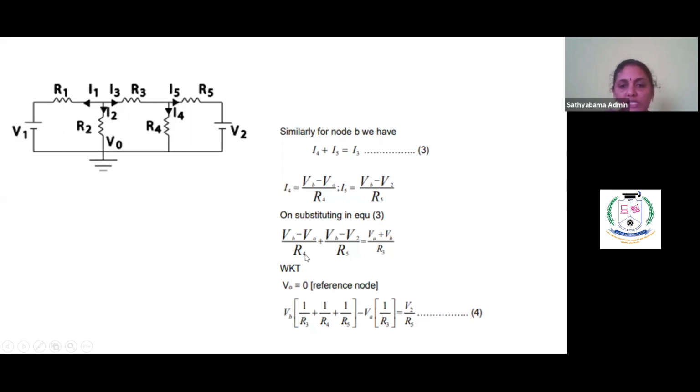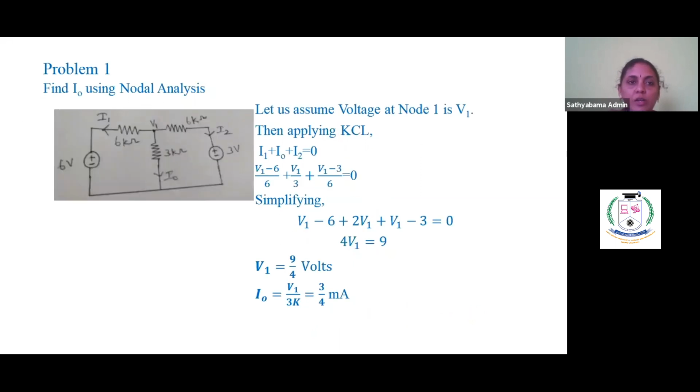Now substituting all these values in equation number 3, and substituting the reference node voltage as 0, the equation will reduce like this. Now we have two equations, equation number 2 and 4, and we have two unknown quantities, VA and VB. We can solve it by matrix method or by simultaneous equation method. Now I will go through a problem based on this illustration.